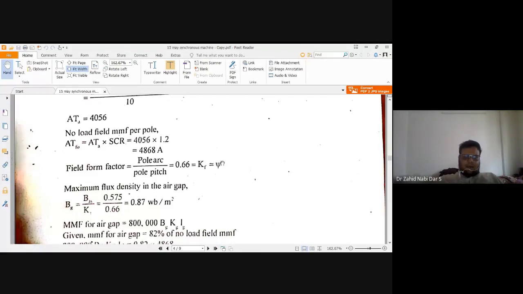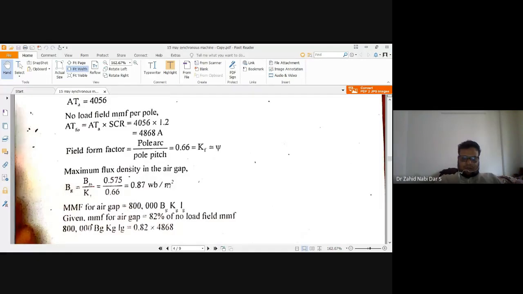And now one important factor is the maximum flux density in the air gap. So maximum flux density in the gap would be your average flux density divided by your field form factor. This is pole arc by pole pitch, just like the stacking factor in the transformer used to be there. So your net iron area used to be gross divided by your stacking factor. Similarly here it is just acting like this stacking factor, that is, this pole arc by pole pitch is also called the field form factor. So you will get the actual flux density as 0.87 Weber per meter square.